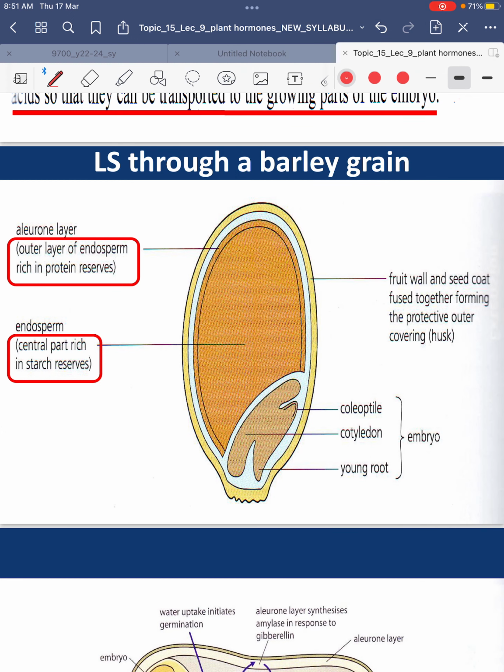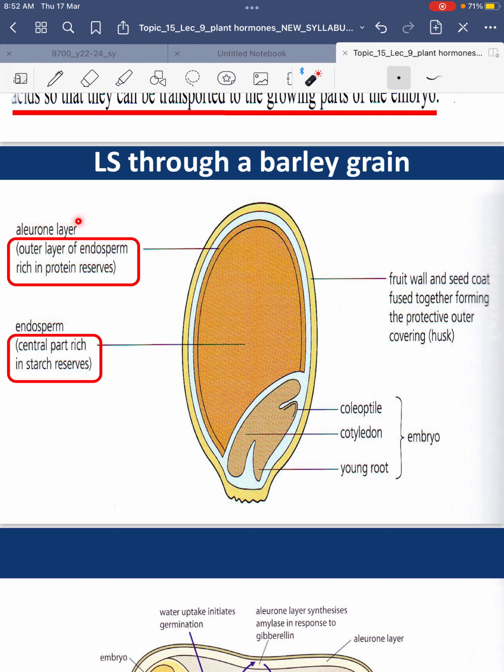So let's learn the parts. This is the endosperm. This is where starch is present. So don't forget, it's not only starch, but it can also contain lipids, as well as proteins. But then the aleurone layer also has protein reserves. Outer layer of endosperm, protein reserves.